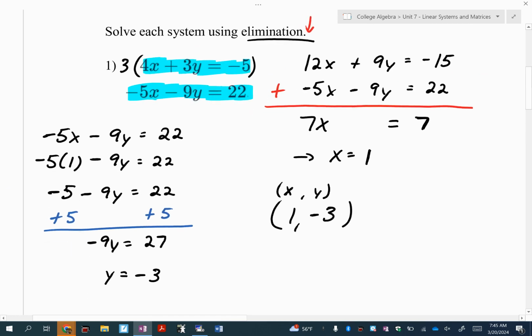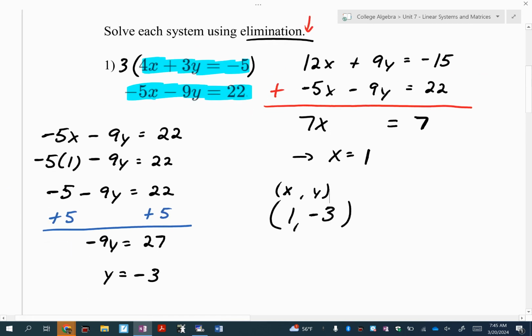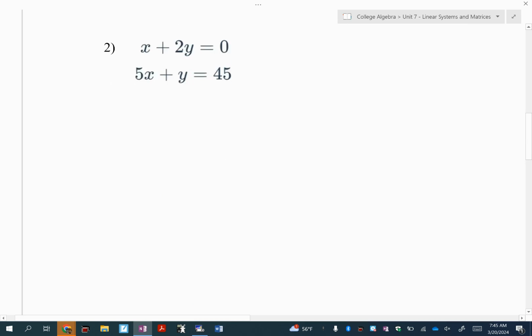So Emmanuel just said out loud right here, he just said if they were the same number, should we subtract? Yes. If your symbols are not opposites, right? These were opposites, so I added. But if they had both been positive 9y, I would have subtracted. Yeah. Okay, let's try this one.